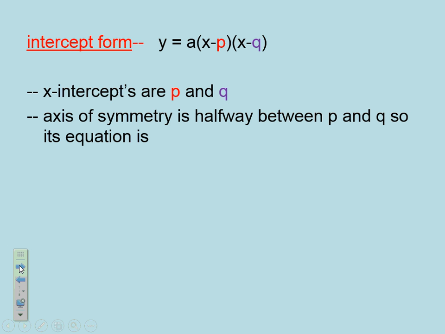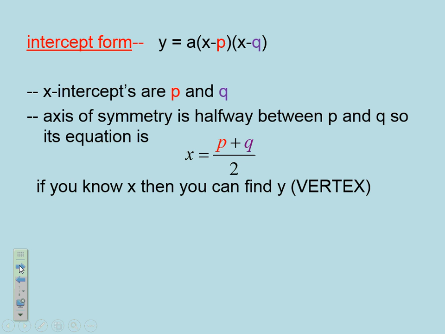The axis of symmetry is halfway between P and Q. So the equation to find the axis of symmetry is x equals P plus Q divided by 2. Now once we know our x value, we can find our y value, which will be our vertex. When we're working in intercept form, we're going to want to find things in this order.